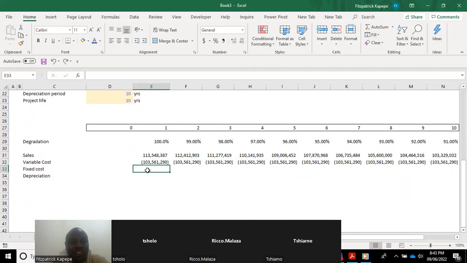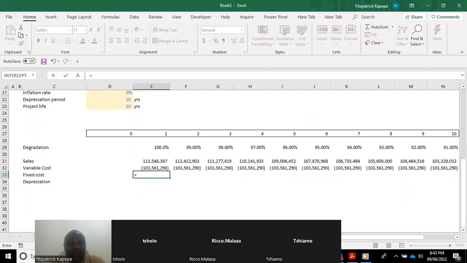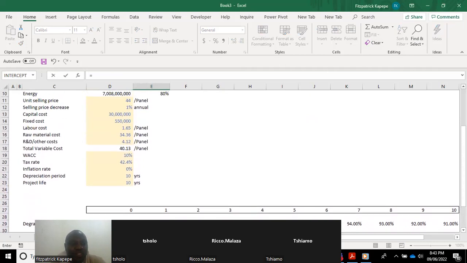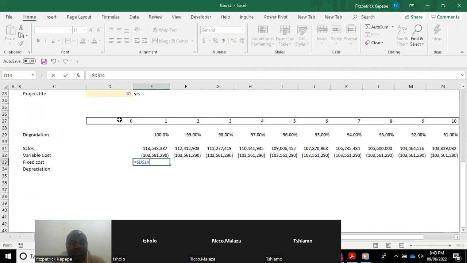Then we go to the fixed cost. What have we been told on the fixed cost? Okay, we have that number. I'll lock it and put a minus there.